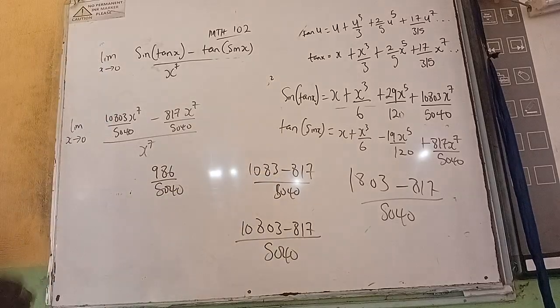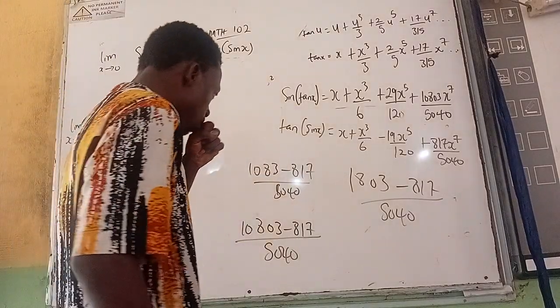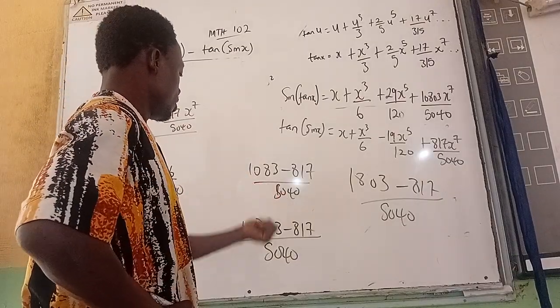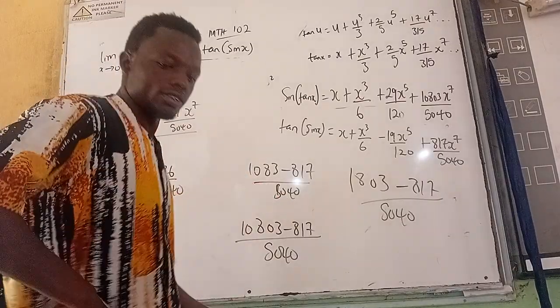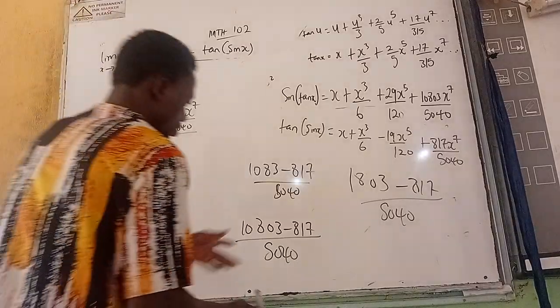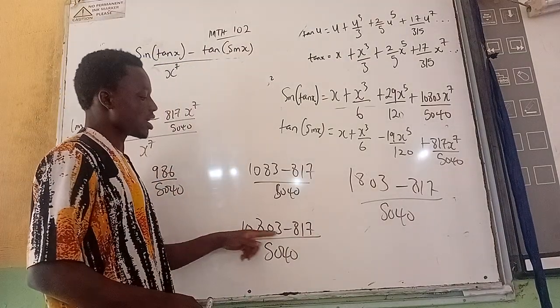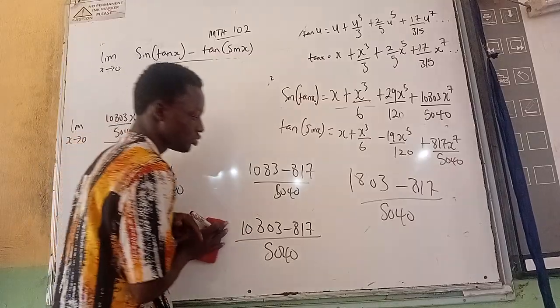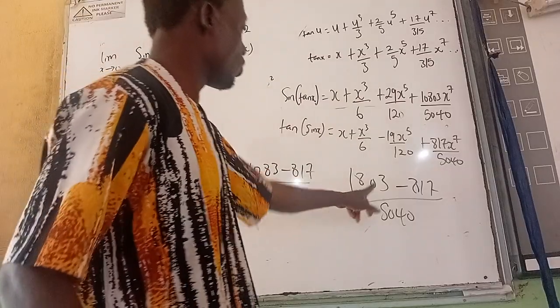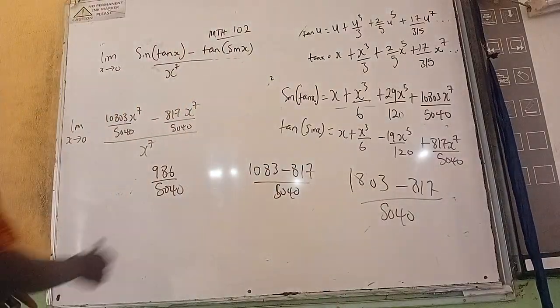Let's do this as well. So if we have, I'm not going to do this because the denominator is going to be very big. Yeah. So I think this 10,803 is too much. It shouldn't be. Let's test this. It should either be 1083 or 1803. So let's test these two.